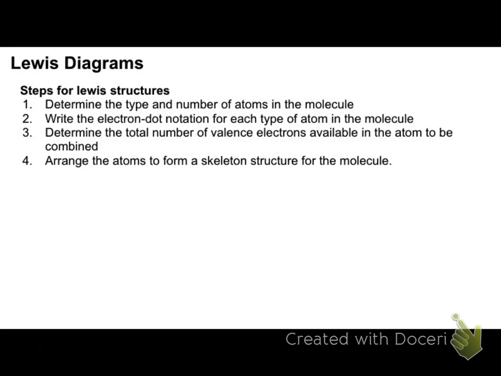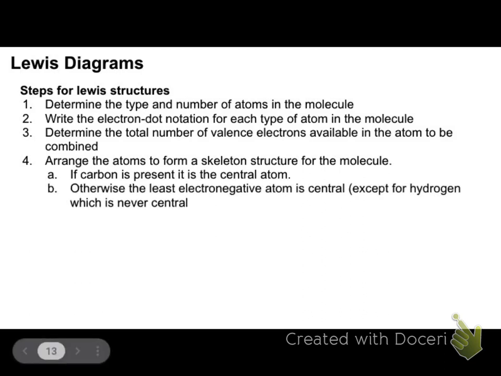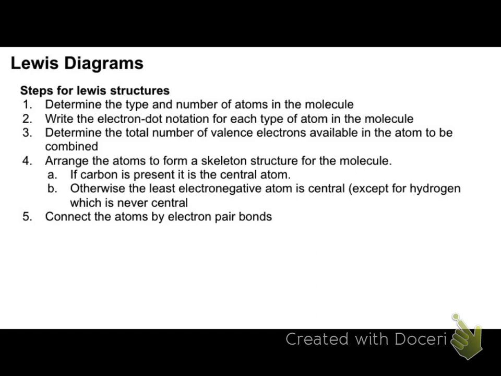So you're just going to place the symbols for the atoms around each other so that carbon is in the middle if there is a carbon, or if there is not a carbon, the least electronegative atom is in the middle, obviously excluding hydrogen because hydrogen can only form 1 bond, so it's never going to be in the middle of a molecule. Okay, whatever atom is in the middle needs to be able to form a lot of bonds. That's why carbon goes in the middle a lot. Then you're going to connect the atoms by their electron pair bonds. Okay, to begin with, we will assume single bonds. We'll come back and fix it later if it's not.